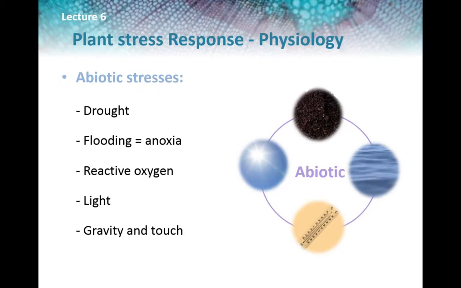In the next set of slides, we will discuss the major abiotic stresses plants experience. We will go over drought, flooding, reactive oxygen, light, gravity, and touch. Temperature stresses will be covered in more detail in future modules.